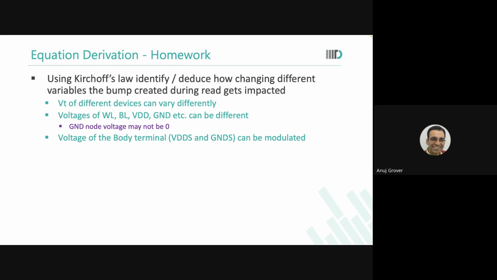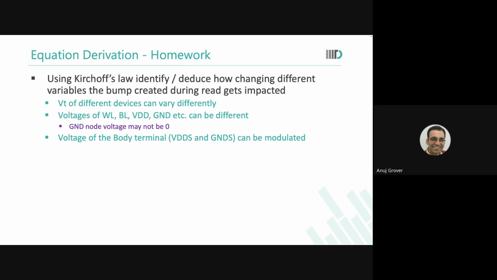The conventional way in which we did it, until let us say 65 nanometers, was by designing a size ratio, PG by PD or PD by PG. We call this the cell ratio.